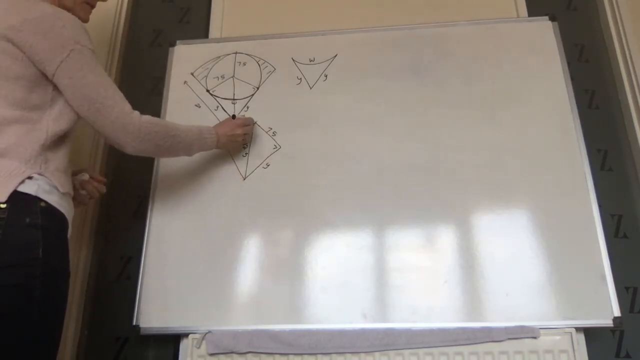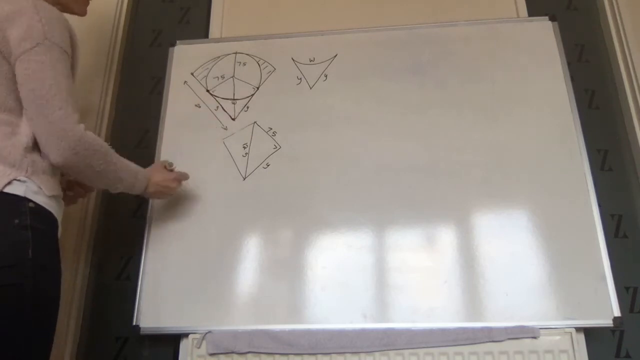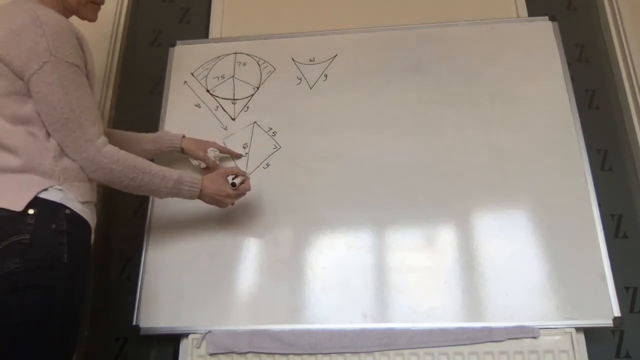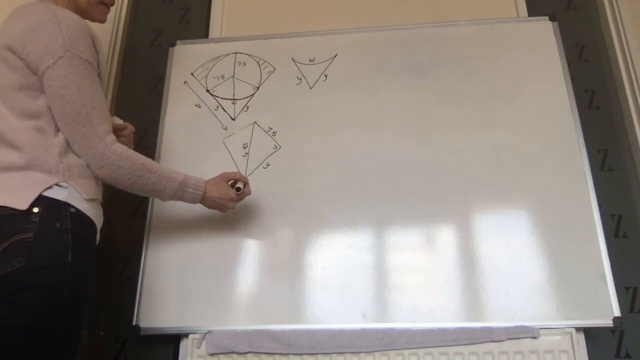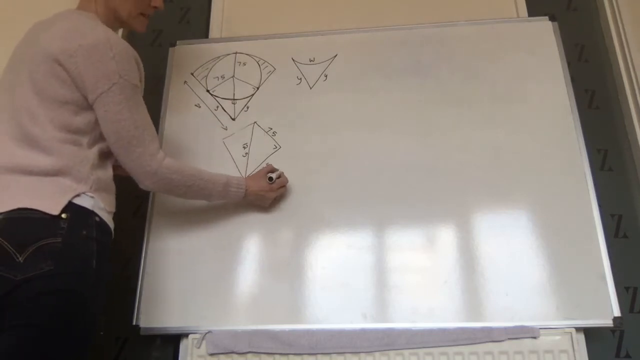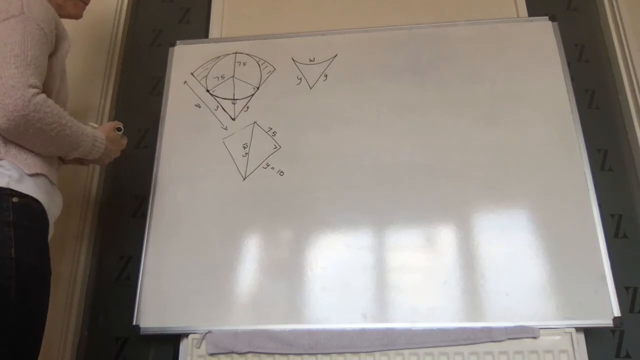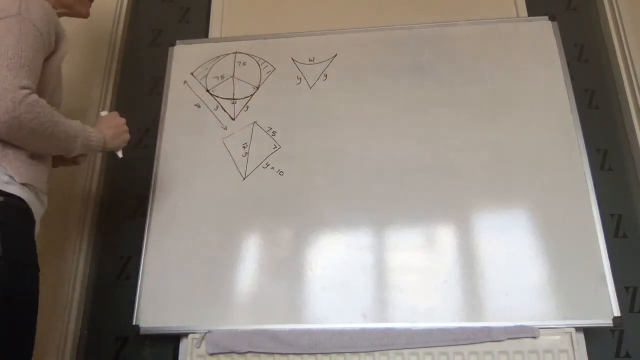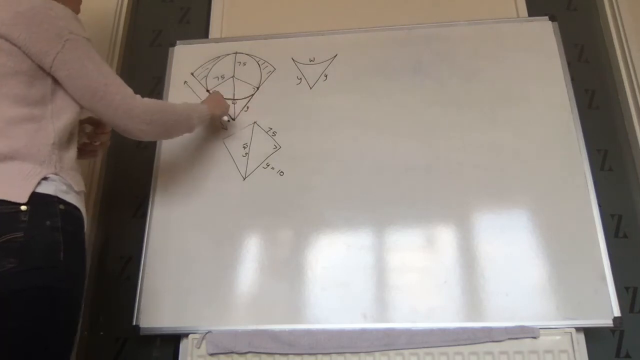Obviously y is also on this side here. Okay, y is here and here. So y is the square root of 12.5 squared minus 7.5 squared. And y turns out to be 10. Okay, so these guys are easy, 10 and 10. We now need to find this here.